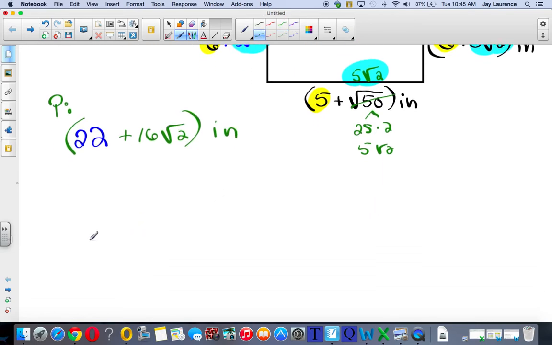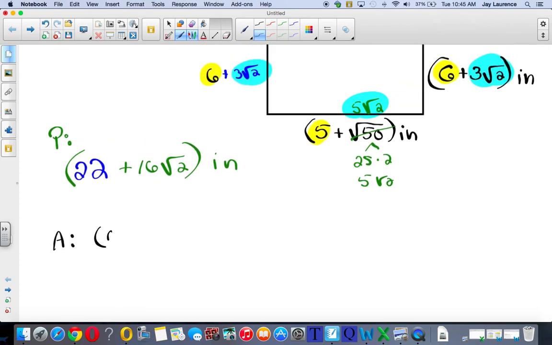Okay, now to do area, I'm going to think multiplication. And I'm going to take that quantity of 6 plus 3 rad 2, and I'm going to multiply it by 5 plus 5 rad 2. I'm not going to use the rad 50, I'm going to use the simplified version of it.